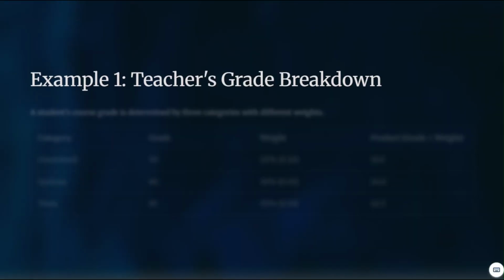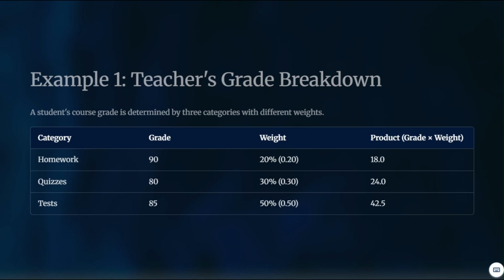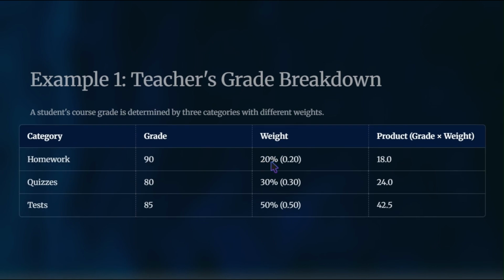For example, a student's course grade is determined by 3 categories with different weights. We have homework, quizzes, and tests. Homework will count towards 20% of his final grade, quizzes will be 30%, and the tests are worth 50% of the final grade. So he got a grade of 90 for his homework, 80 for his quizzes, and 85 for his tests. So what we'll need to do is multiply each grade by its appropriate weight.